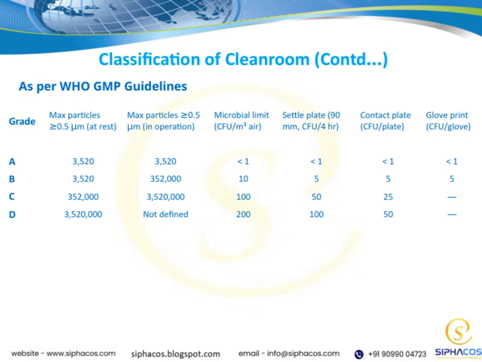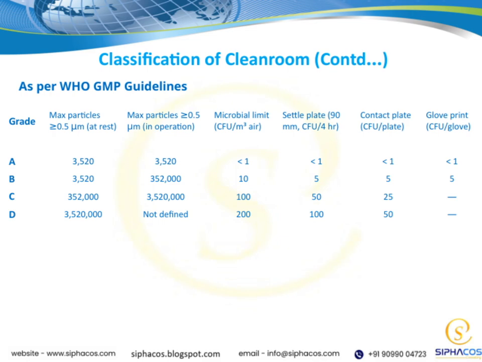The microbial limit is slightly higher at 10 CFU per cubic meter. Settle plates and contact plates have limits of 5 CFU, and glove prints are also limited to 5 CFU. This grade supports environments where aseptic work is ongoing, but slightly less critical than grade A.